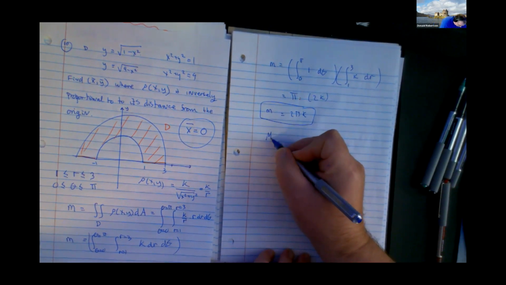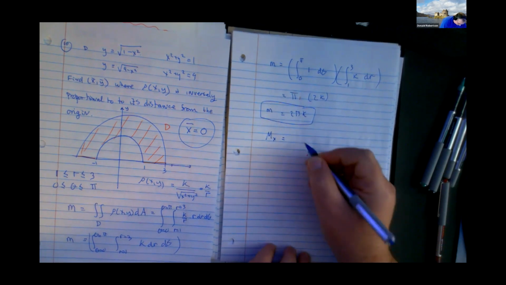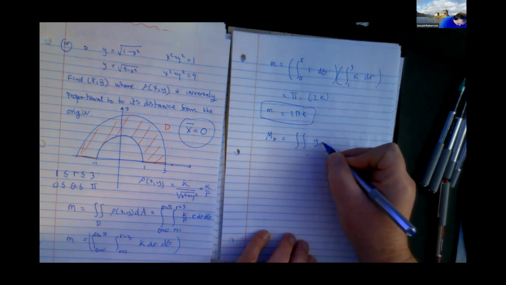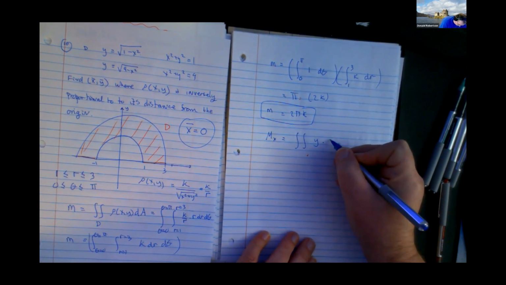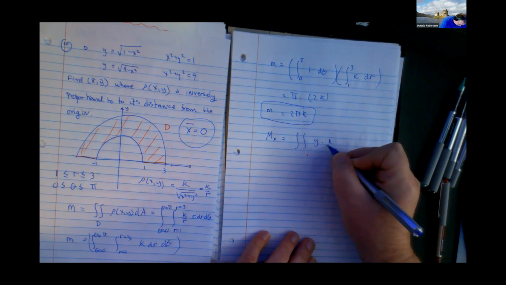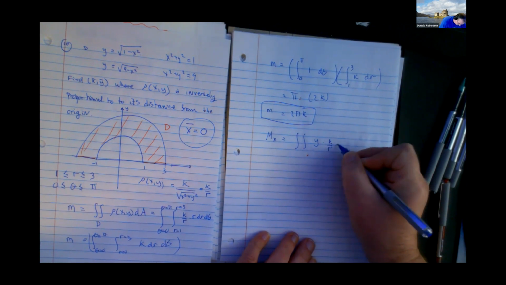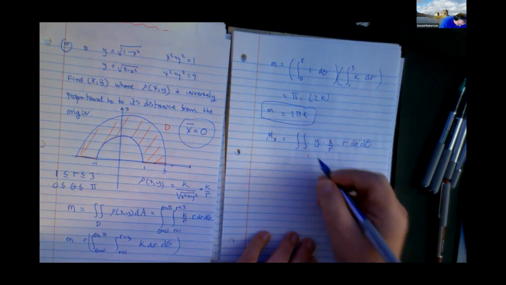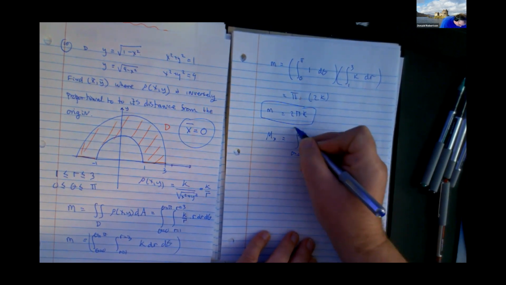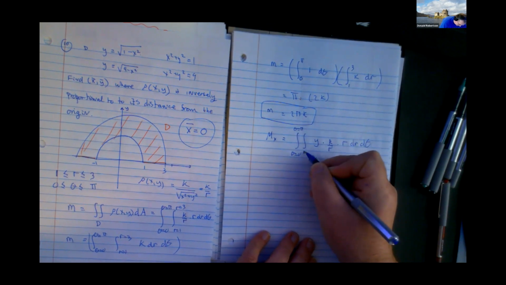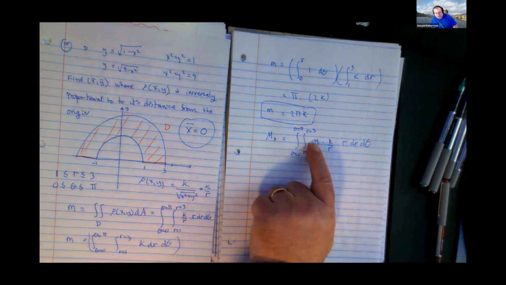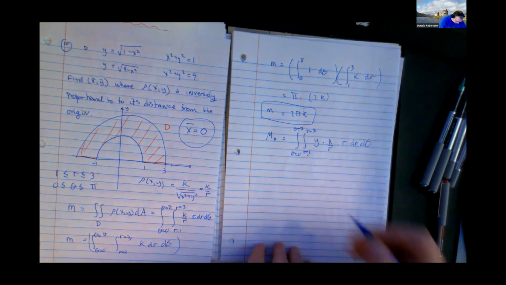So we do the moments around x. And that's going to be the double integral of y, density function, times r dr d theta. And theta is going to go from 0 to pi, and r is going to go from 1 to 3. And too late now, but I shouldn't have rewritten that guy in terms of r and theta. So I'm just going to do it in the next line.